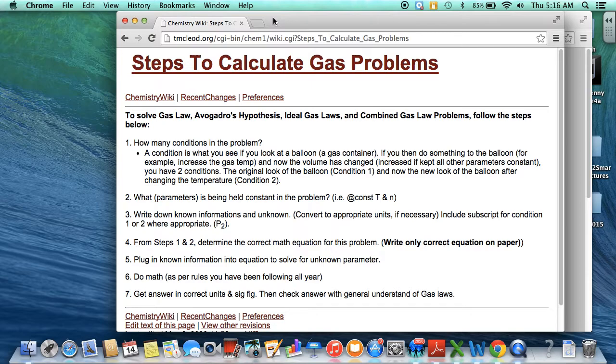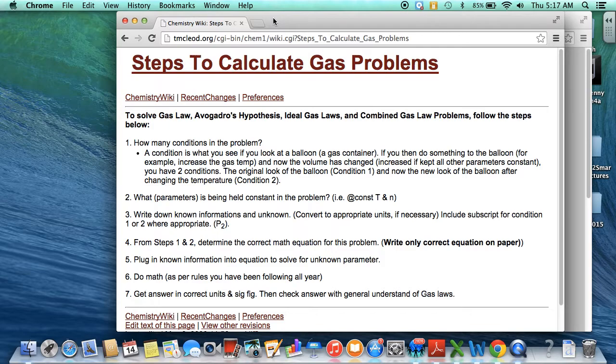If you are doing something to the gas, like you see action verbs like cooling or compressing, then you know you have a two-step, what I call a two-condition problem. Condition one being the initial, what the balloon was in its four parameters initially, and then after you do something to the gas, what are the four parameters? If not, you're just describing the balloon, and I call it a one condition problem.